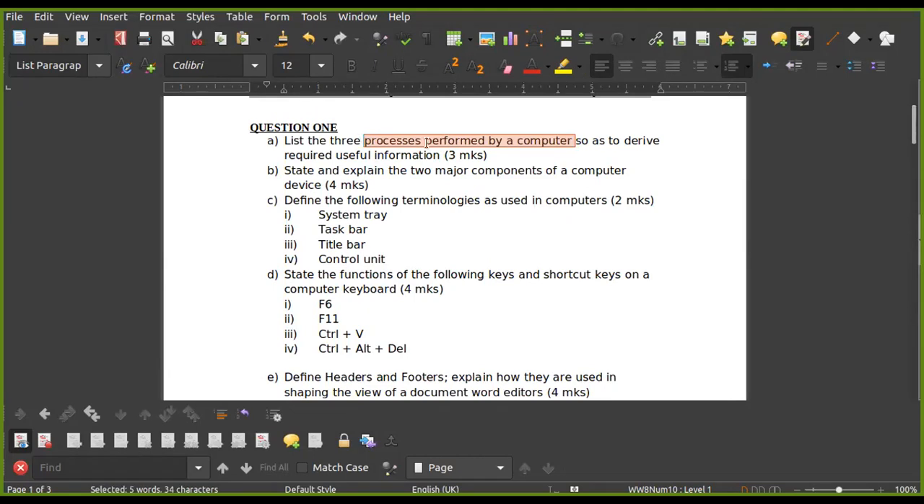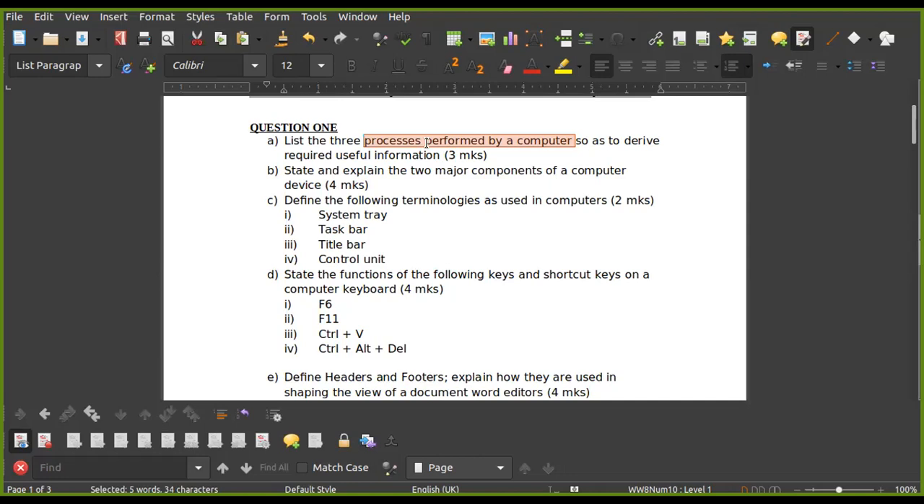State and explain 2 major components of a computer device. 2 major components, for me, that would have to be the processor and memory. And feel free to go deeper and explain what exactly you mean when you talk about processor. What exactly do you mean when you talk about memory?